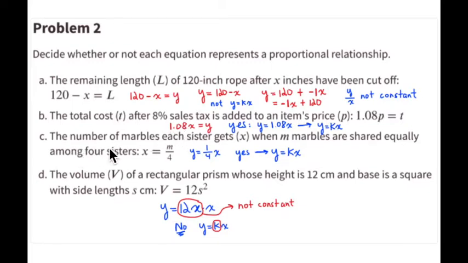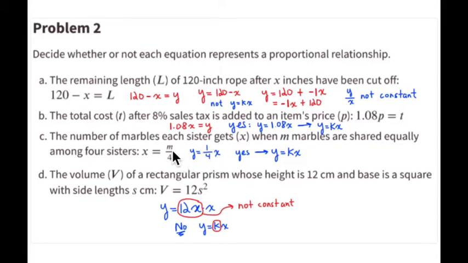So this is a proportional relationship. All right, the number of marbles each sister gets, x, when m marbles are shared equally among 4 sisters. So shared equally is dividing the number of marbles up into 4 equal parts. That's the same as multiplying by 1/4. So dividing by 4 is the same as multiplying by 1/4.